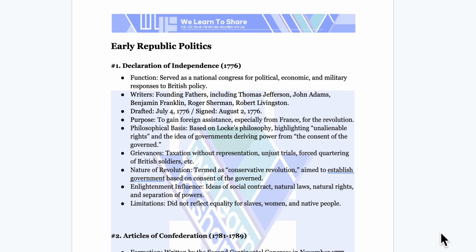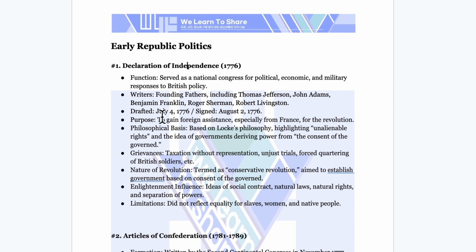In this video, we're going to learn about the foundational documents of the United States and the pivotal Constitutional Convention. So let's dive together into this intriguing part of American history. First, let's talk about the Declaration of Independence, a cornerstone document in American history.